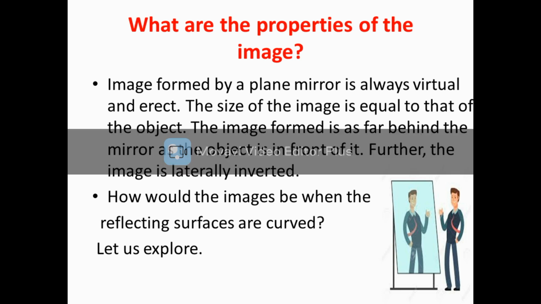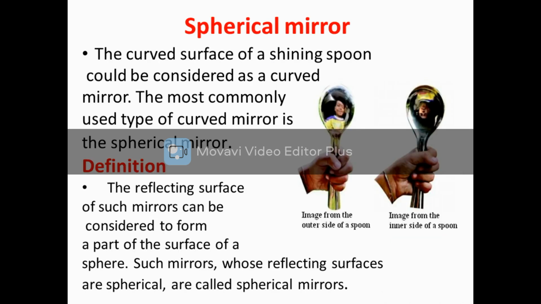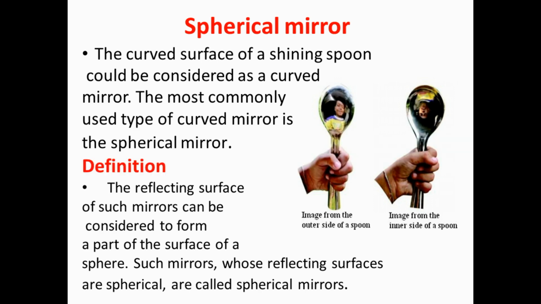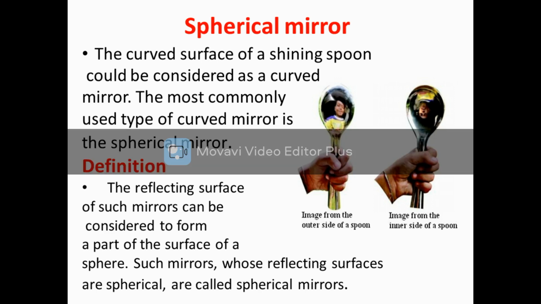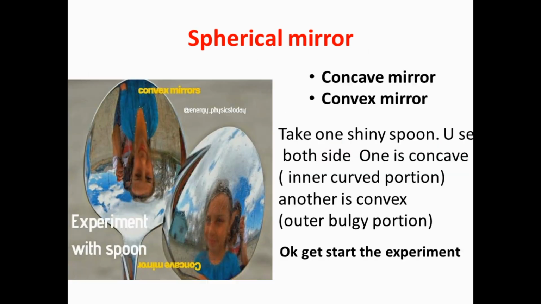And if the mirror were curved, just imagine, what would happen? Let us explore. Spherical mirror: let us take a spoon. You can easily see yourself in a spoon, right? The spoon is a great example of a spherical mirror because of its curved surface. The definition of a spherical mirror is that the reflecting surface of the mirror is spherical in shape. Spherical mirrors are classified into two types: one is the concave mirror, and the other is the convex mirror.